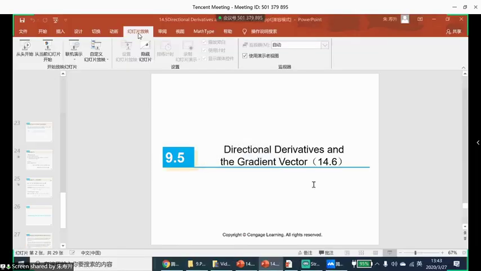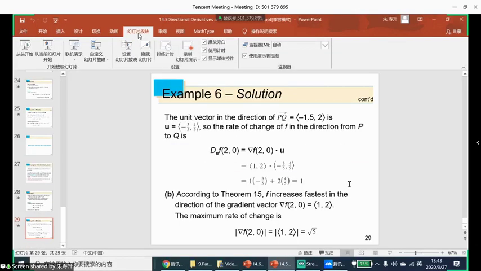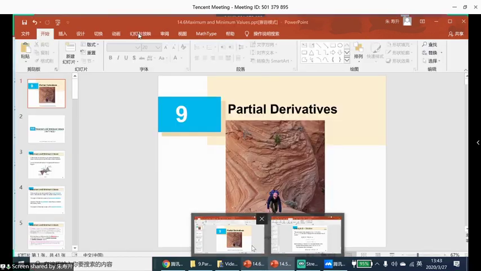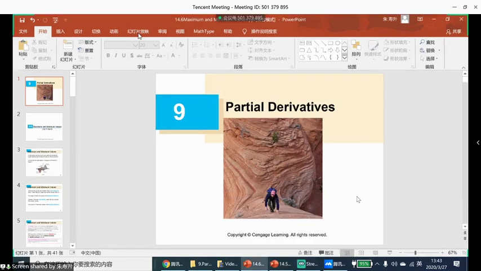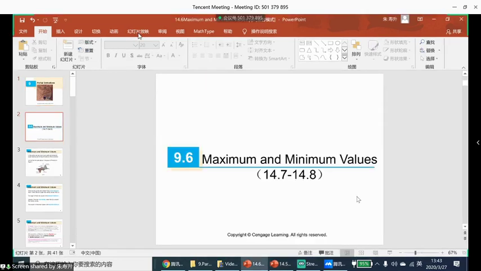So please have a rest for 5 minutes. And following that we are learning another part, which is maximum and minimum. Okay, rest for 5 minutes.